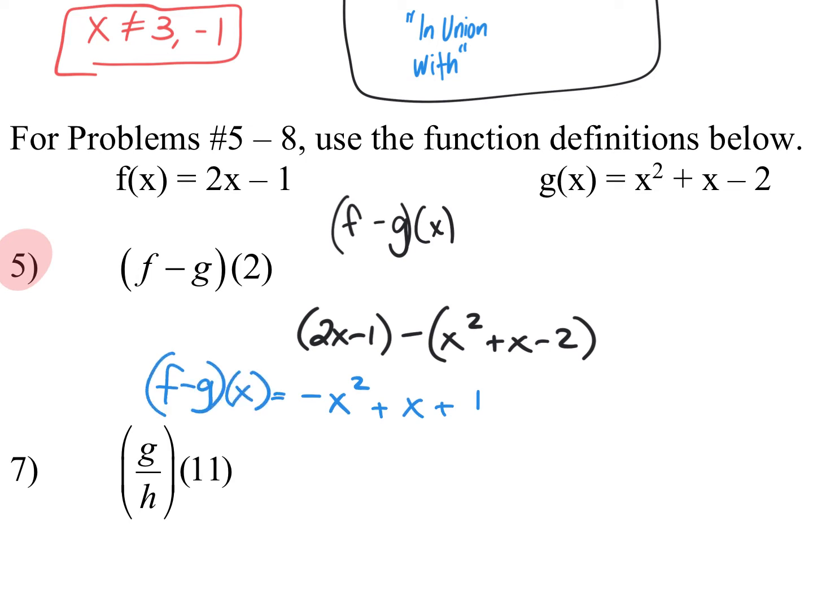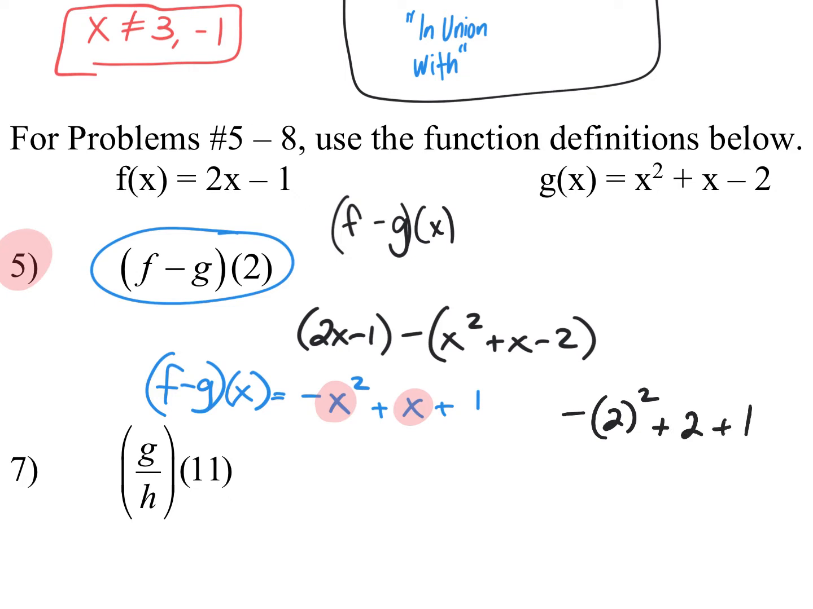Now we have this new function. All we need to do to evaluate f minus g of 2 is to plug in 2 for x. So f minus g of 2 will be -2 quantity squared plus 2 plus 1. So we have -4 plus 3. So f minus g of 2 is -1.